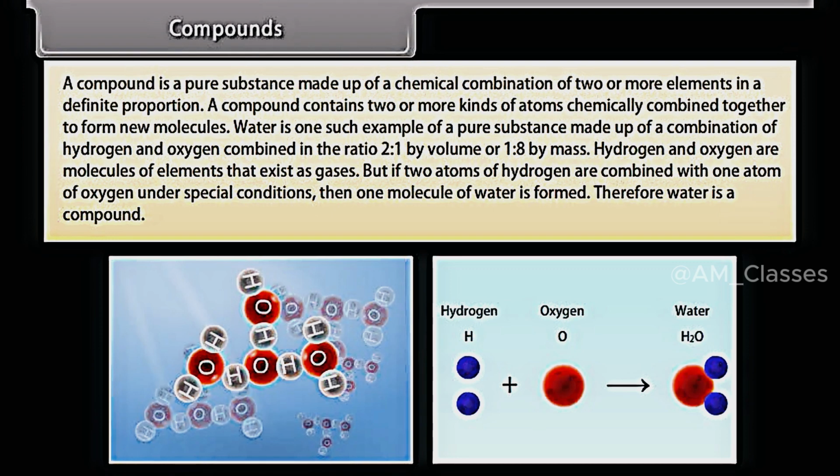Hydrogen and oxygen are molecules of elements that exist as gases. But if two atoms of hydrogen are combined with one atom of oxygen under special conditions, then one molecule of water is formed. Therefore, water is a compound.